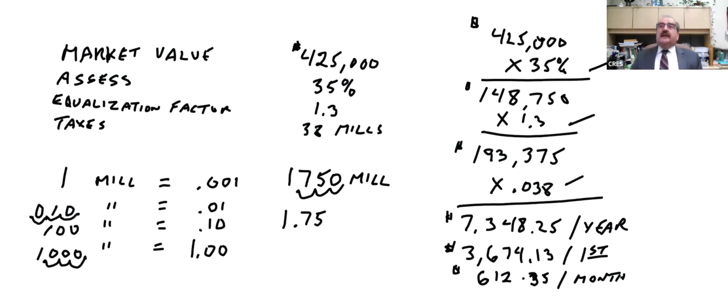Lis pendens. Lis pendens is Latin for pending lawsuit, pending litigation. If you go and list a property, you got to make sure there aren't any lawsuits on there, because the new owner could be responsible for that. Attachments.